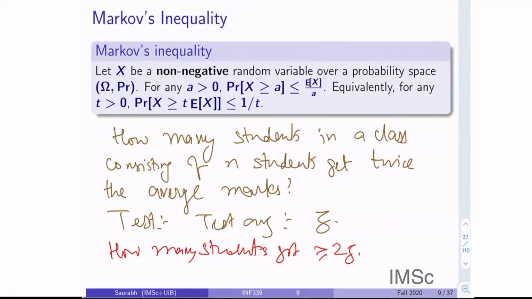Hello, anybody? Look, this is not something probability, but like, okay.